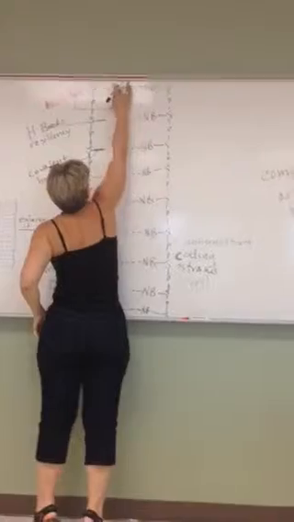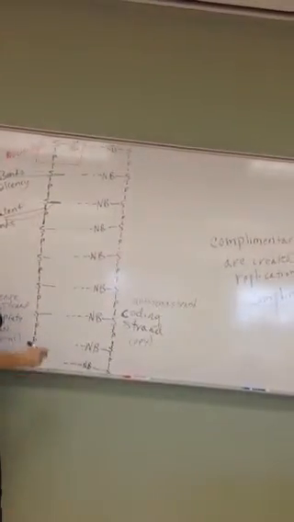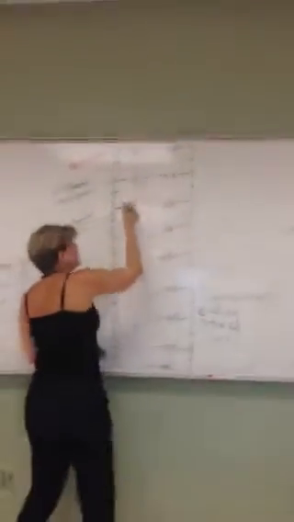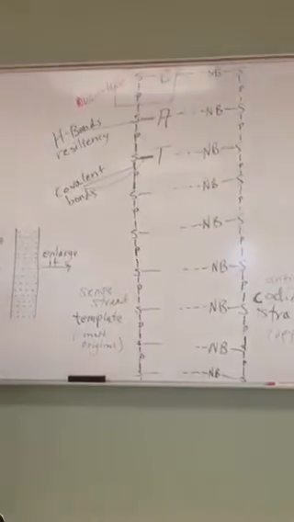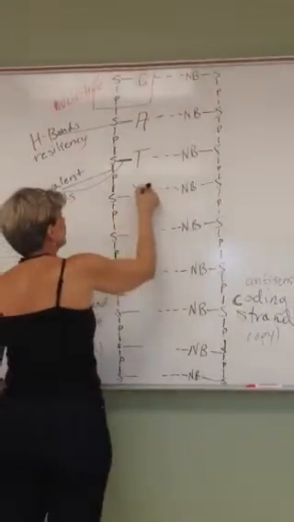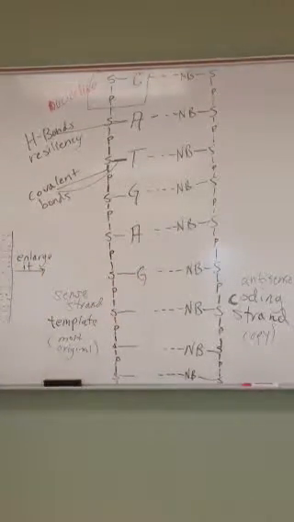Okay, so let's say on this strand, the nitrogenous base is C. Then you have an A. Then you have a T. C, my favorite word. Now my cat's favorite word. G, A, G.